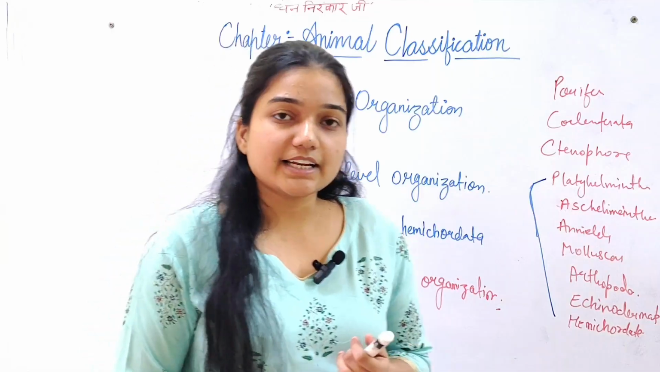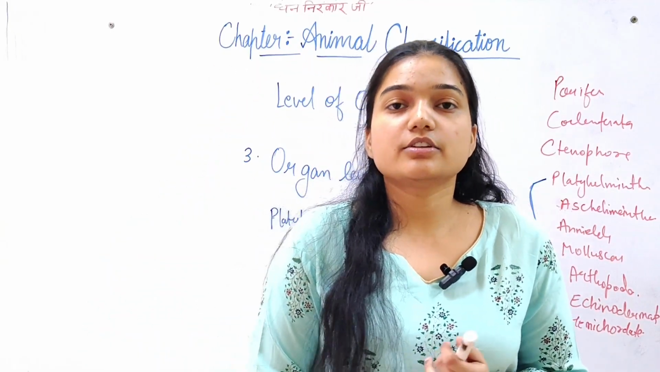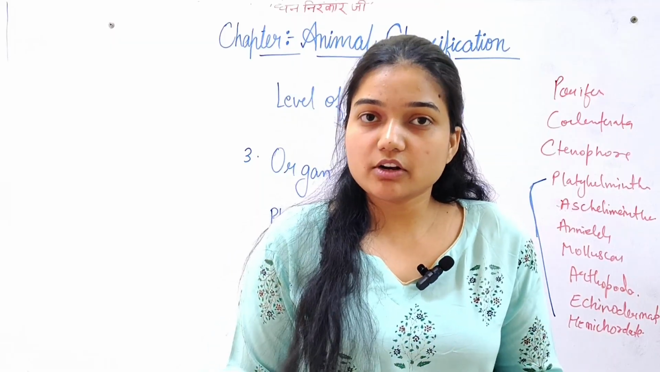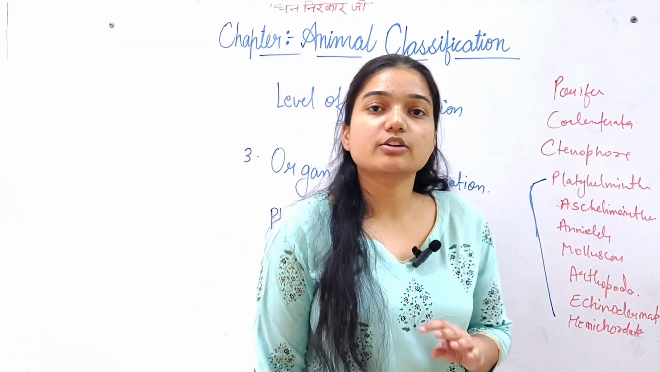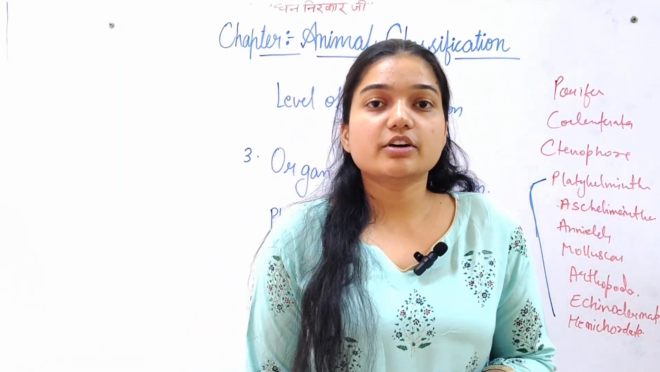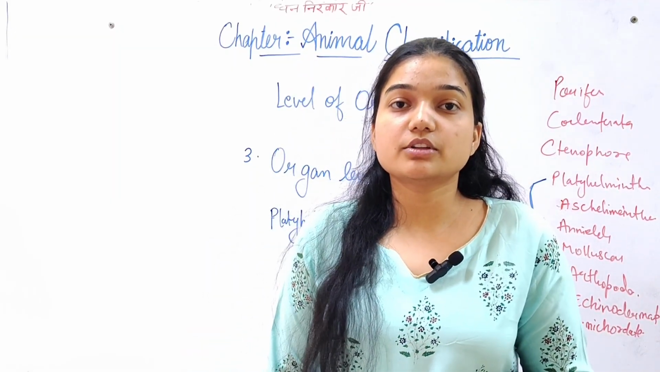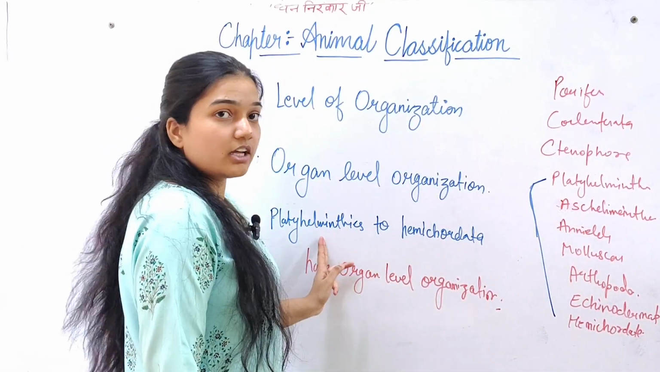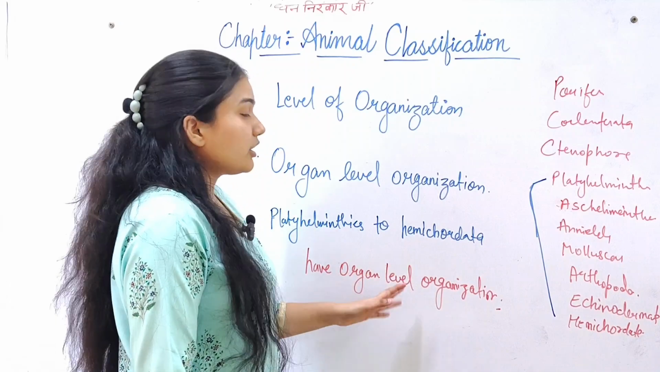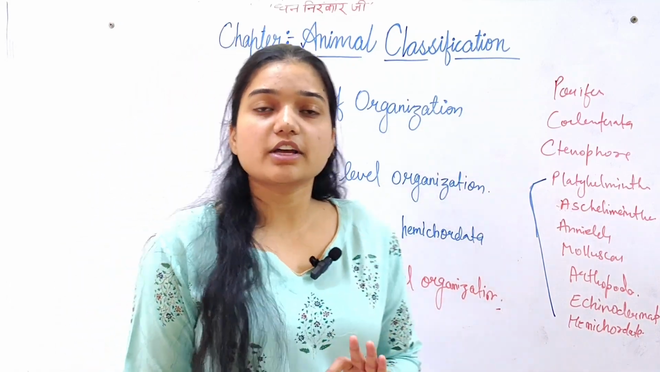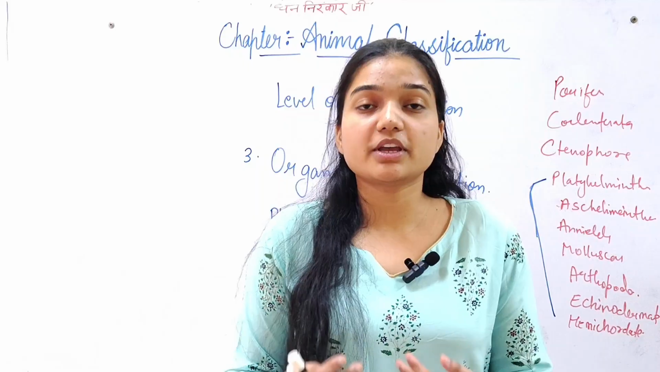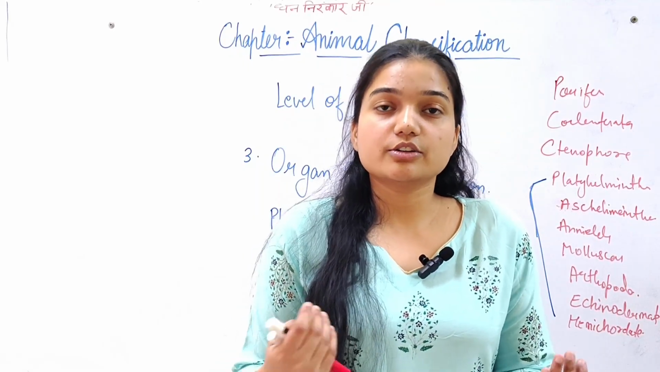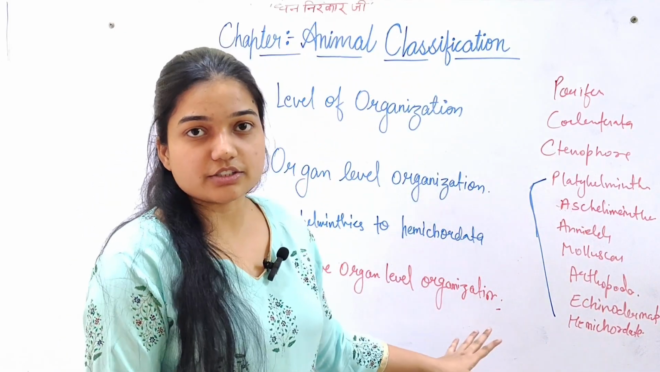Organ level organization: we learned the cell level organization, where we learned about the Porifera. The second, tissue level organization, where the Ctenophora and the Coelenterata come. The third is the organ level organization, from the Platyhelminthes to Hemichordata. Simply, it means a group of tissues which made the organ, like digestive organ and respiratory organ.